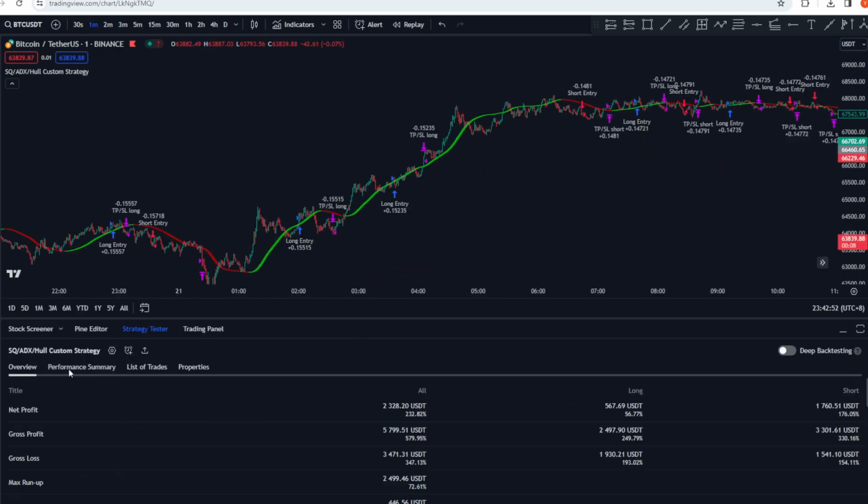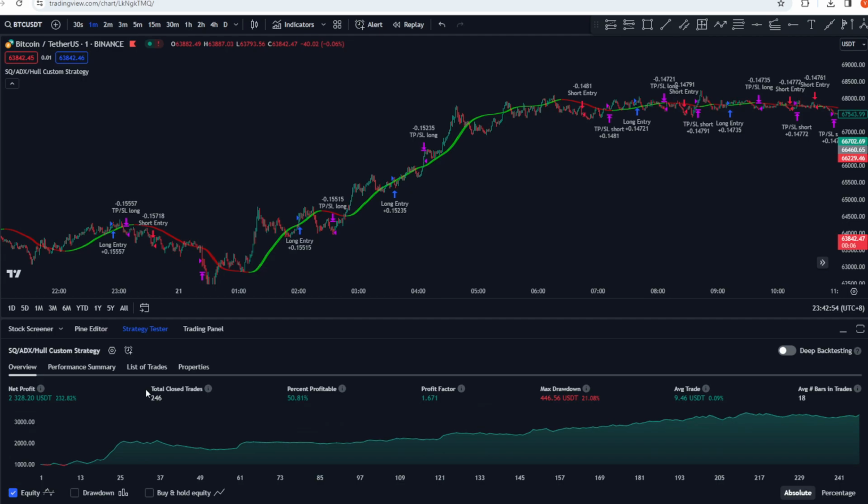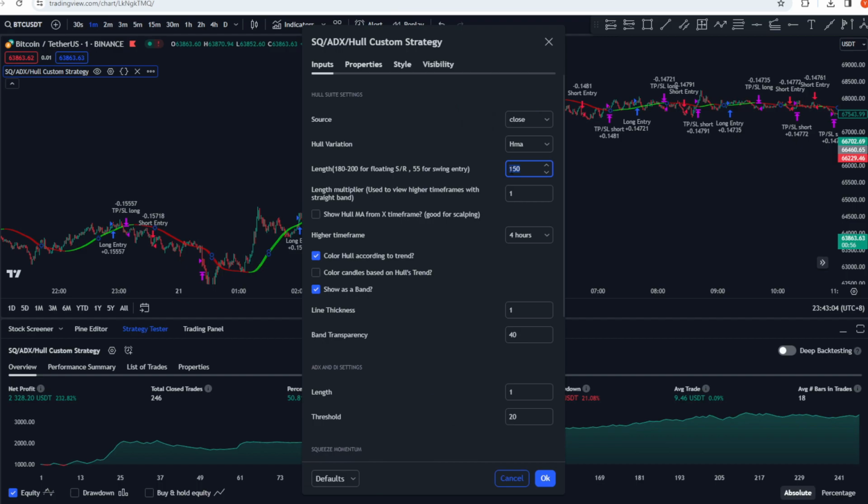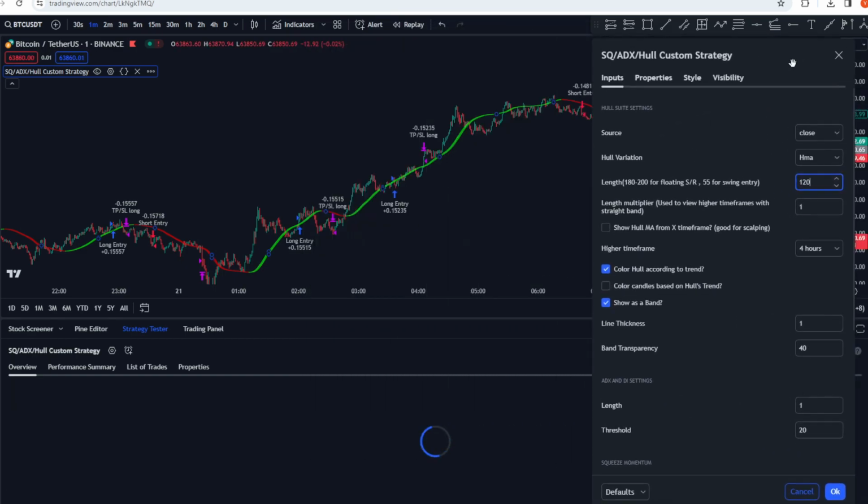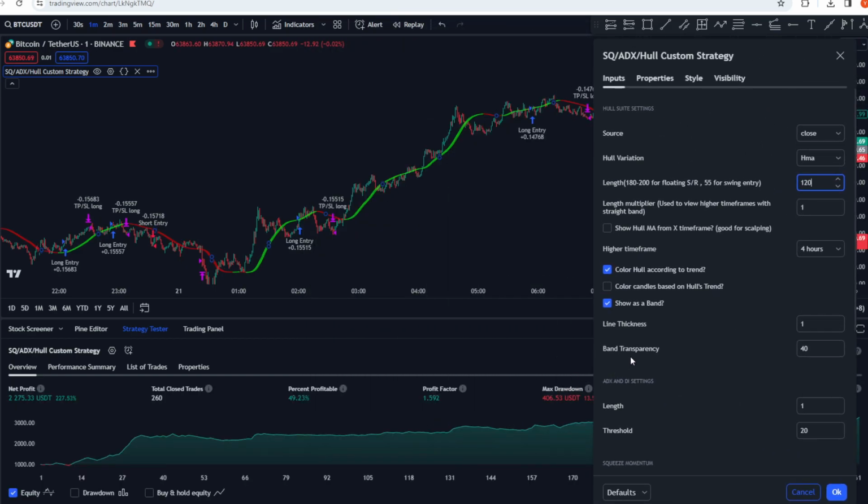The total closed trades is 246. So over the span of 246, if you guys see the equity curve, there is a steady increase. Our max drawdown is 446. You can see that. You can also adjust to reduce the max drawdown as well, depending on what is your risk appetite. So here, this is my most ideal settings.